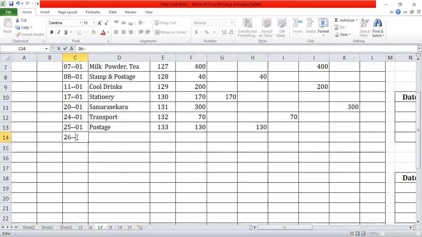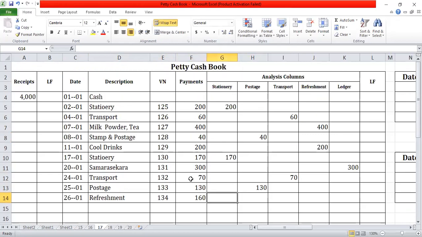Again, the next payment is on 26th of January. Refreshment. 134 is the voucher number. Amount 160. Analyze that under the refreshment column. The final payment is on 29th of January. It is the final payment, not the final transaction.